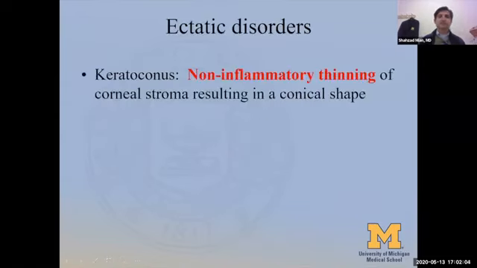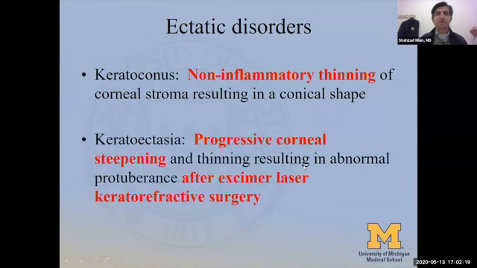I'm going to start with the basics to review definitions of what we're talking about. Ectatic disorders include keratoconus, which is a non-inflammatory thinning of the corneal stroma, resulting in abnormal conical shape of the cornea. Keratoectasia is defined as progressive corneal steepening and thinning, which is caused by treatment with excimer laser with refractive surgery.